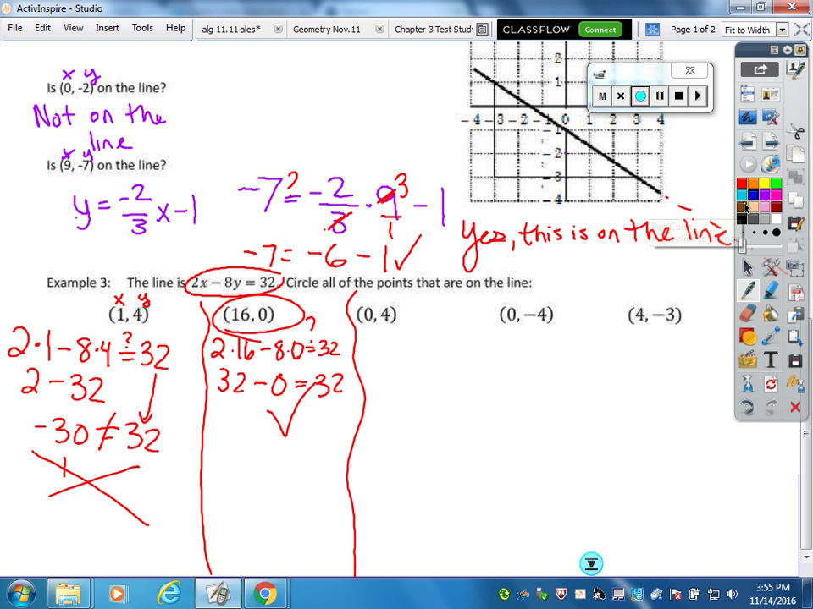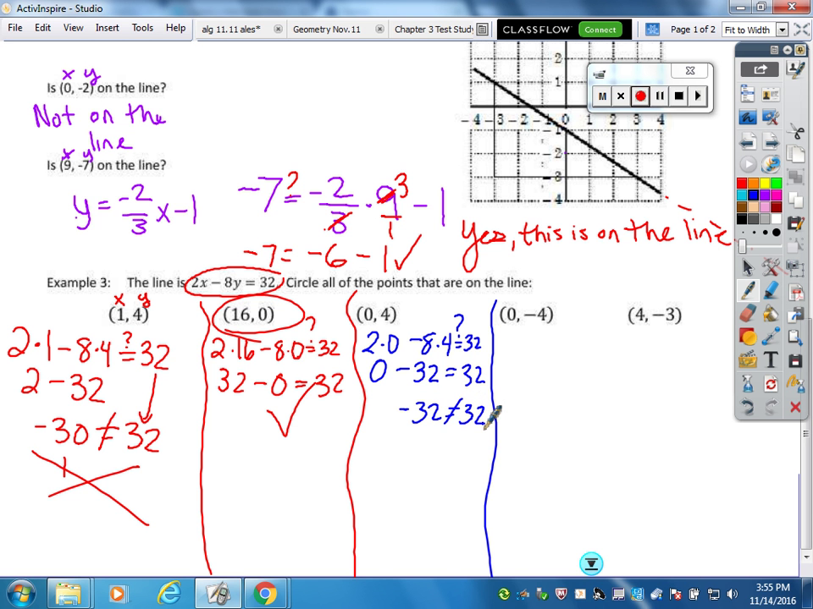All right, next one. How about 0, 4? So we're going to plug in that x is 0 and that y is 4. And we're going to see if that's equal to 32. So 2 times 0 is 0, minus 8 times 4, which is 32. That's close. It's not quite equal to 32. It's equal to negative 32. But that is not equal. They're different sides of the number line there. So that is a no.